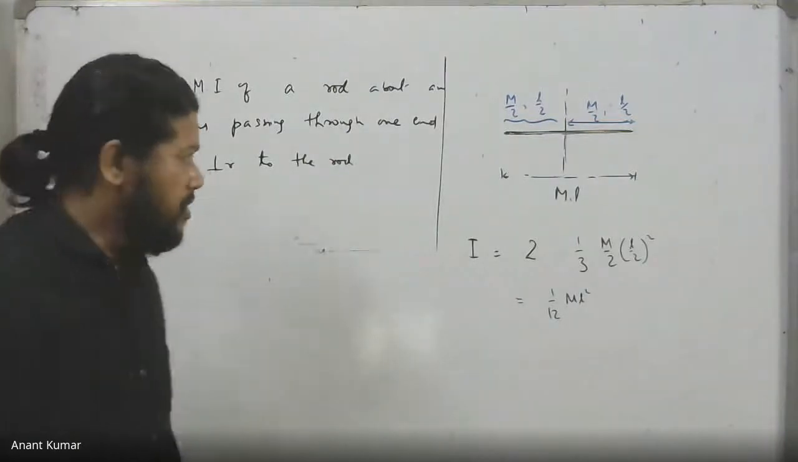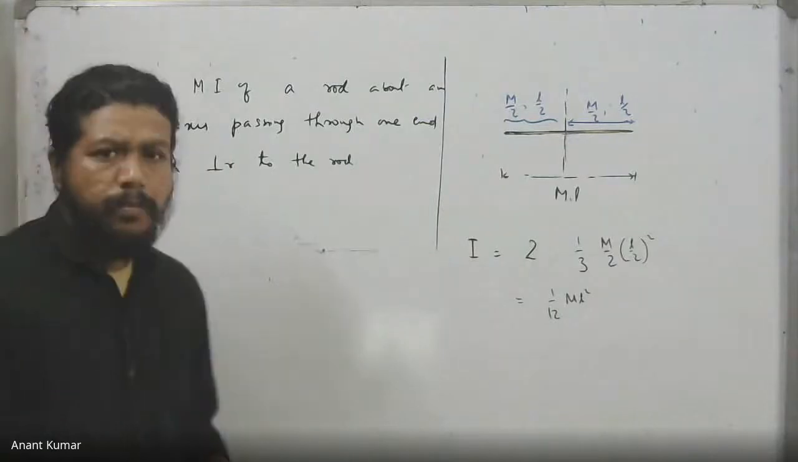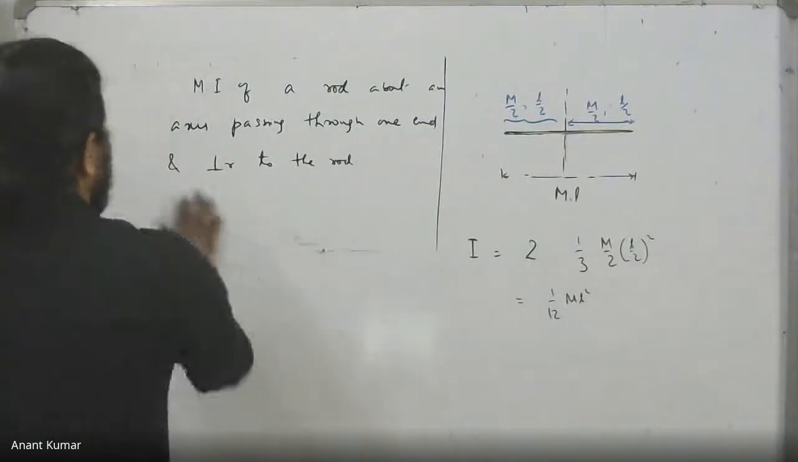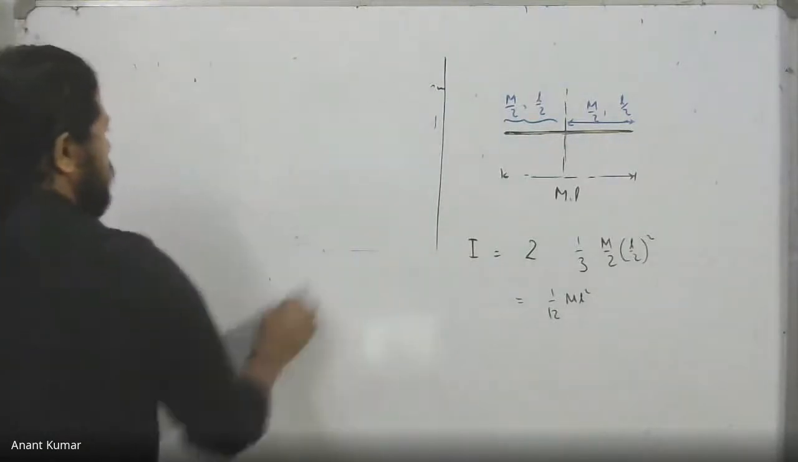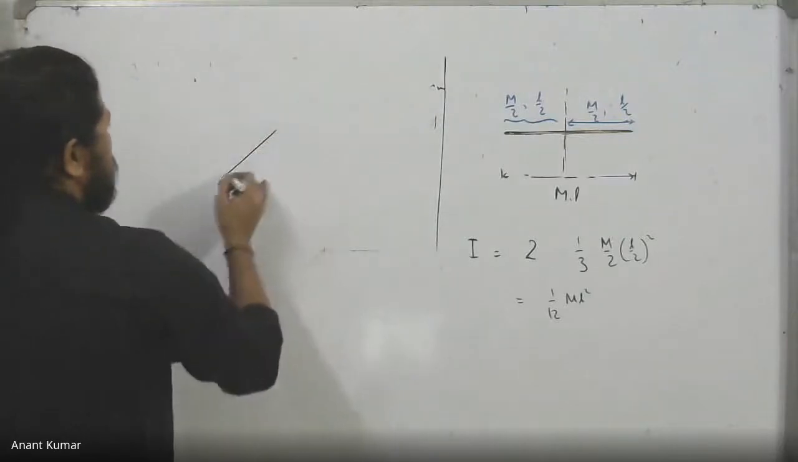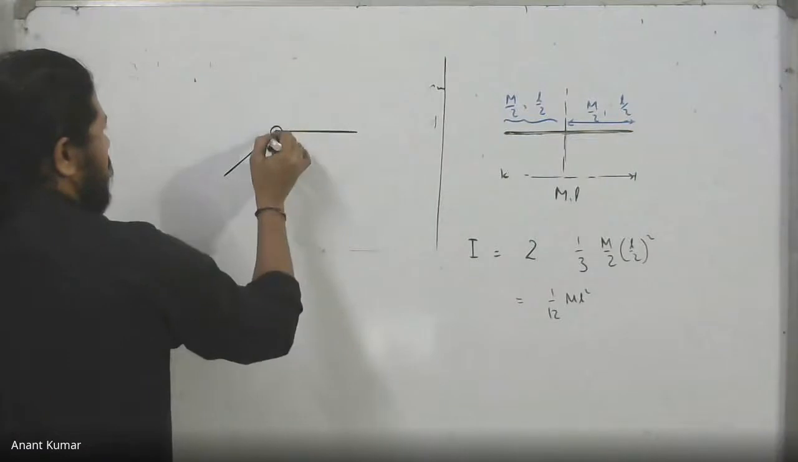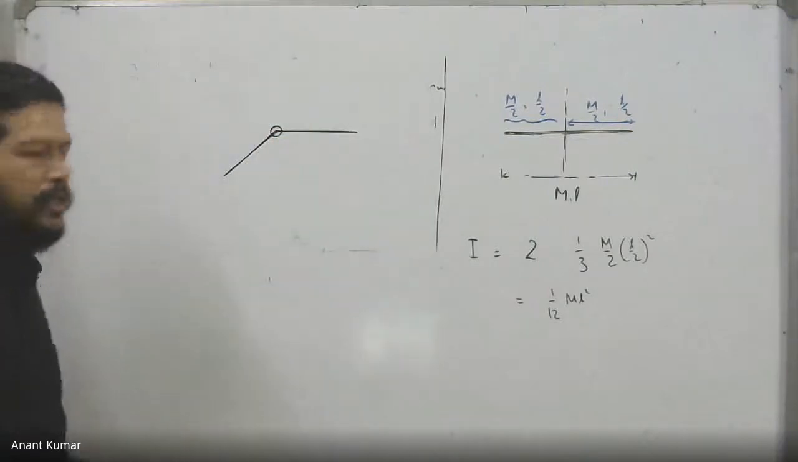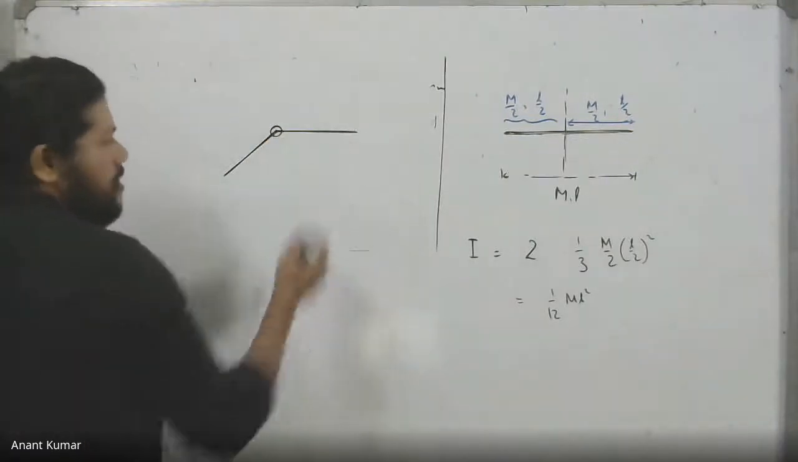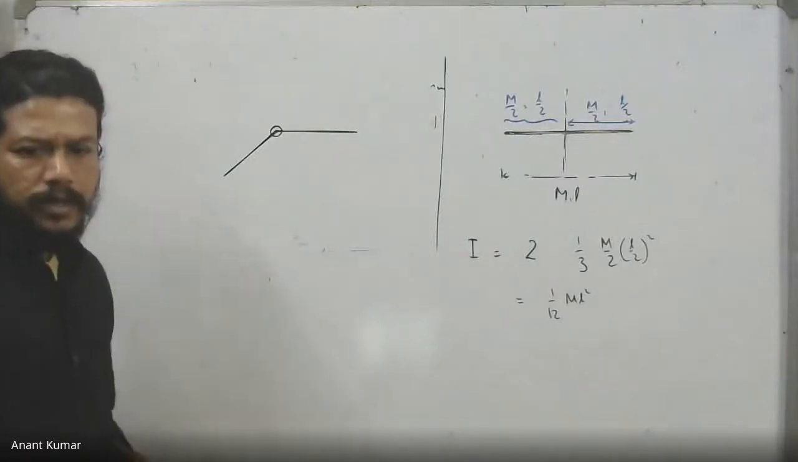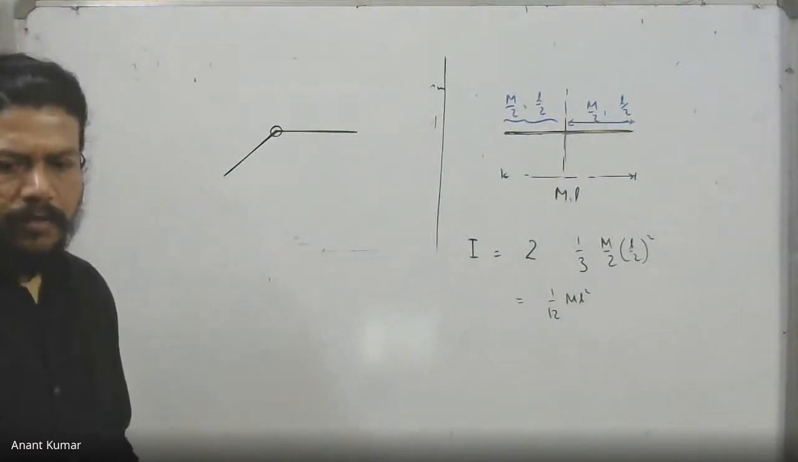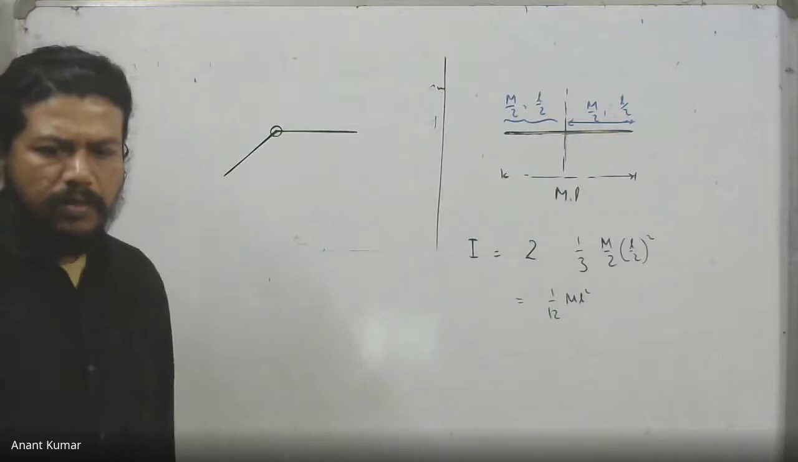You notice in this case that even if the rod was bent, for instance, if I consider a bent rod like this, the axis is basically coming out of the plane. The total mass is m, the total length is l.